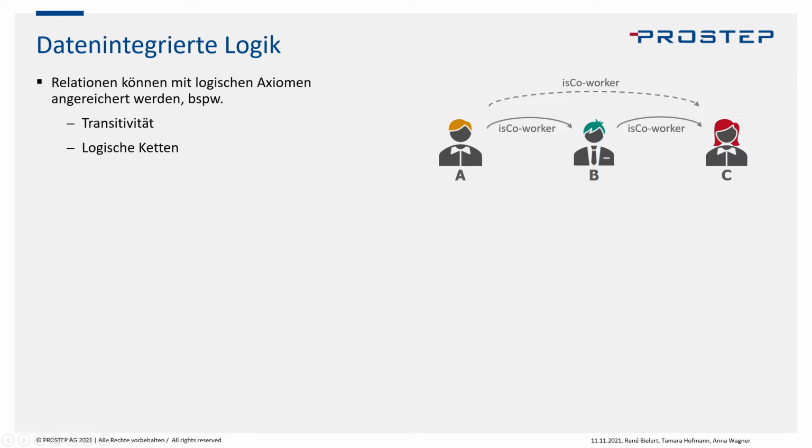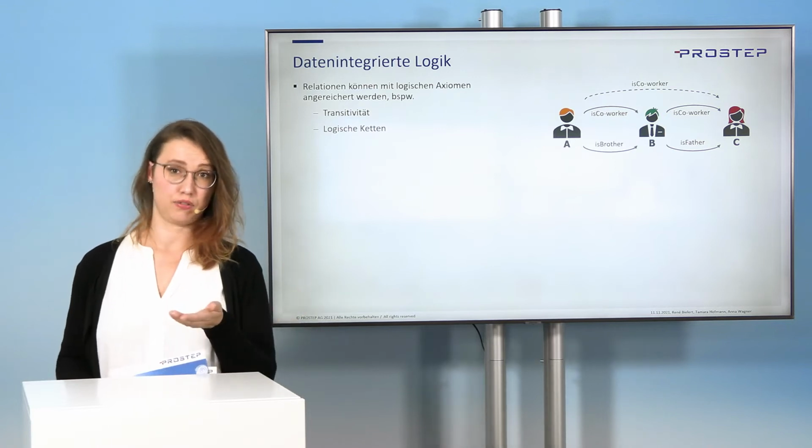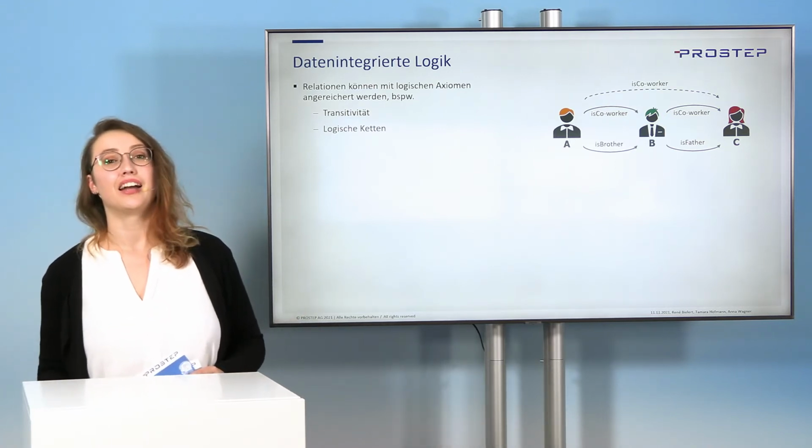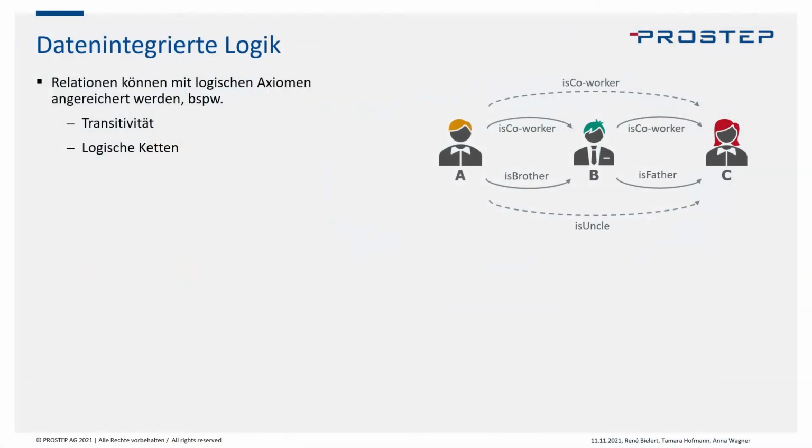Logical chains work in a similar but more powerful way. Here we are working with different relations. An example here would be that A is B's brother and B is C's father. Humans can conclude that A is obviously C's uncle. By defining the relation is uncle of in a chain of is brother of and is father of in exactly this order, then an algorithm or a machine can also come to this conclusion.